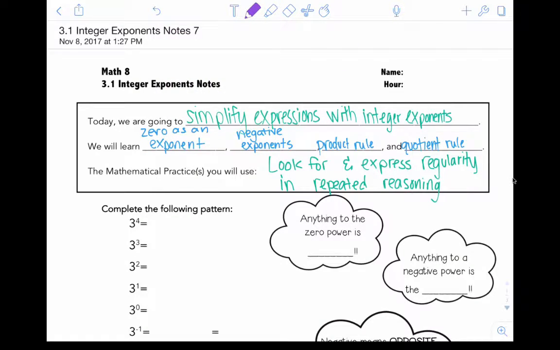For section 3.1, integer exponents, we're going to simplify expressions that have integer exponents. To do this, we're going to use 4 different things. We're going to use 0 as an exponent, negative exponents, product rule, which is multiplication, and quotient rule, which is division.